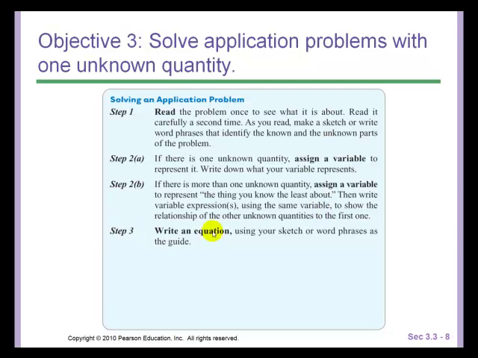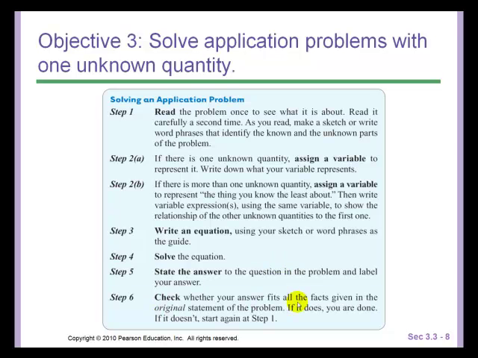Step 3 is to write an equation using your sketch and word phrases as a guide. Your equation has to use the variable you used in step 2. Step 4 is to solve the equation. And step 5 is to state the answer to the question in the problem and label your answer. It is very important that you label it appropriately with the appropriate units. Again, you will lose points if you don't use the correct units. Lastly, step 6 is to check whether your answer fits all the facts given in the original statement of the problem. If it does, you are done. If it doesn't, you have to start over again.